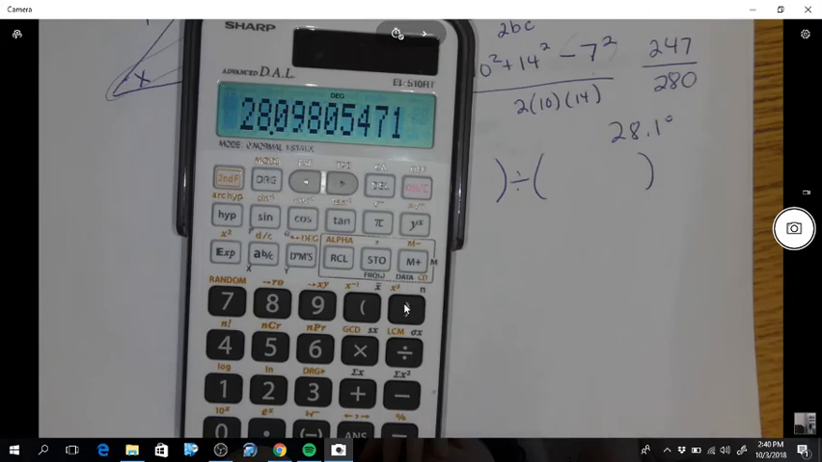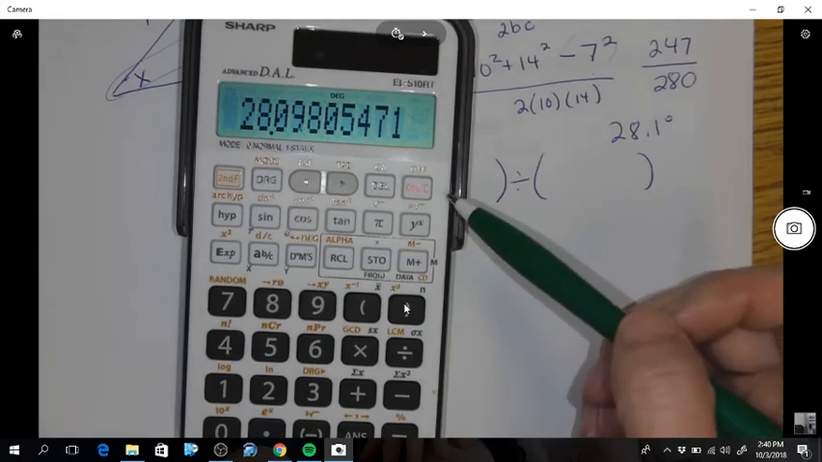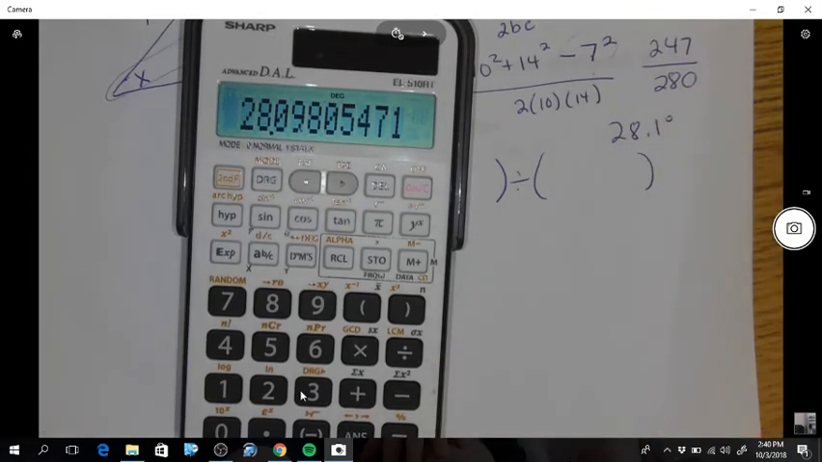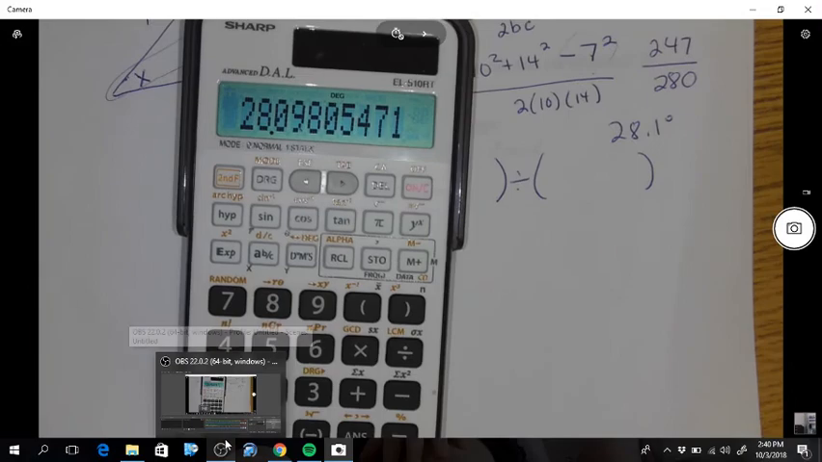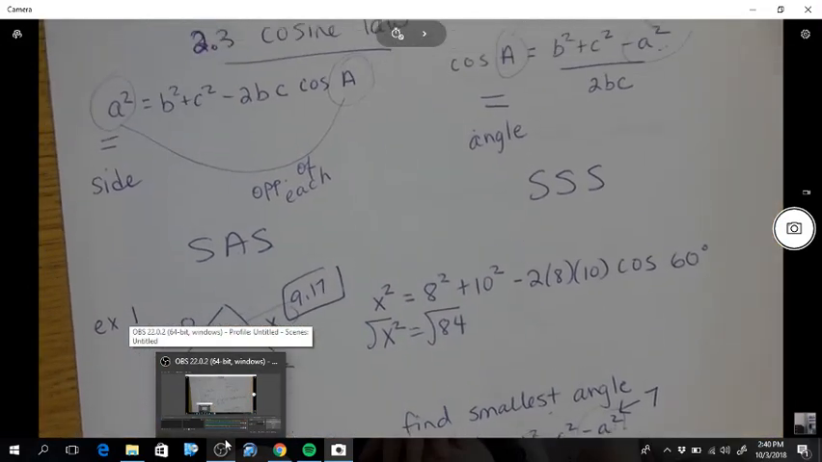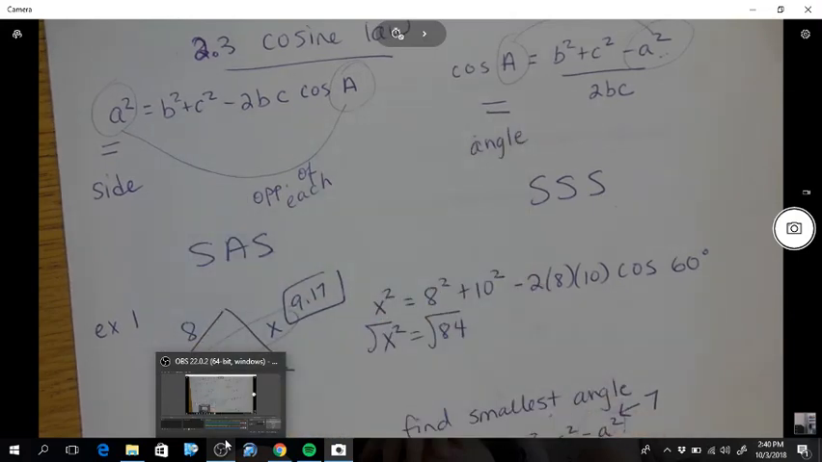Okay? So just make sure that you're careful with your calculator, how you're typing that in, so it's not doing the order of operations wrong on you. Okay, so that's the 2 examples of how to use cosine law to either solve for a side or an angle.